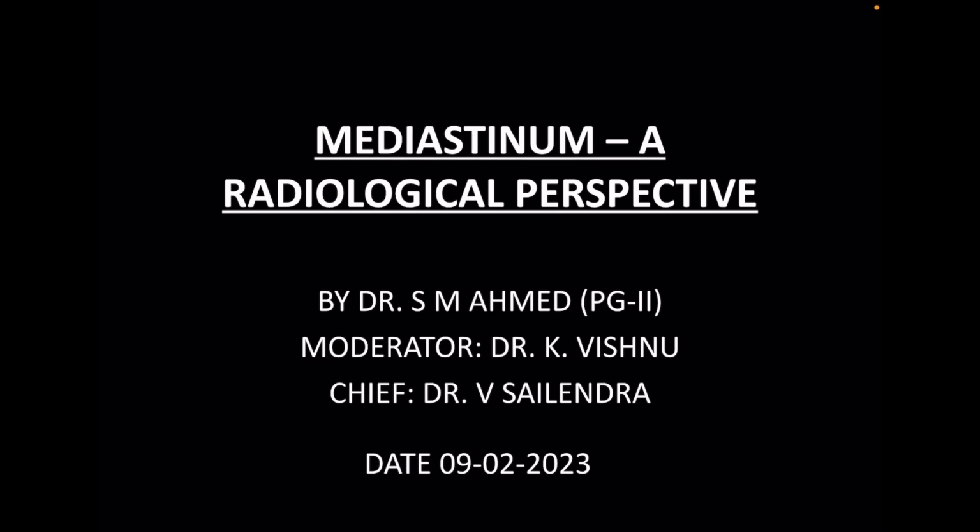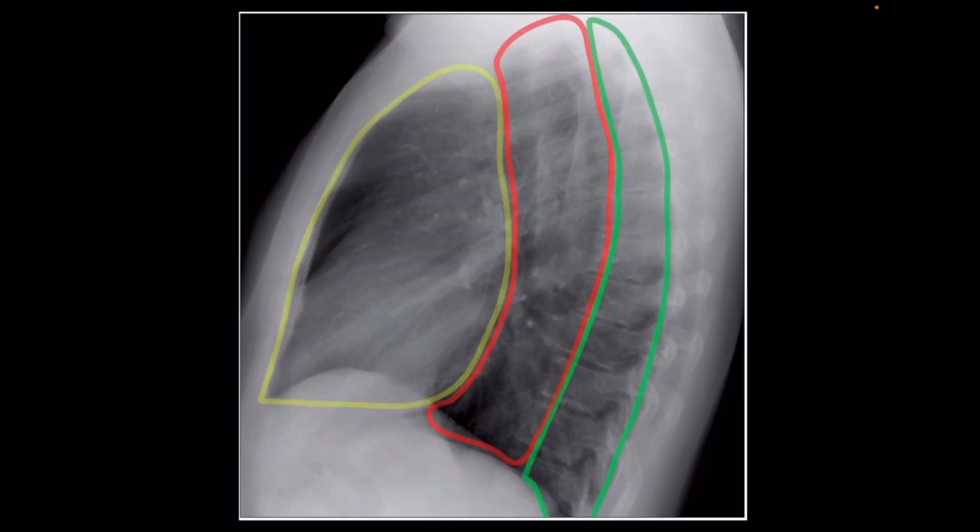PPT, mediastinum radiological perspective. Here you can see there are three windows: yellow anterior, red middle, and the green posterior mediastinum. Boundaries, anterior mediastinum boundaries. How to remember?